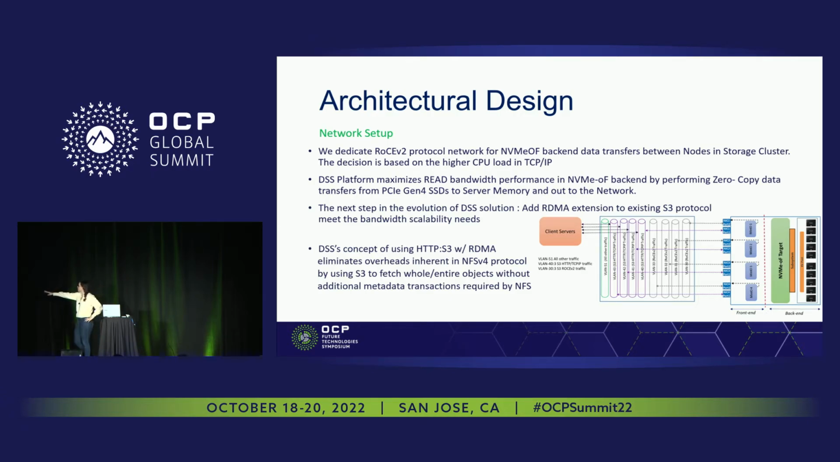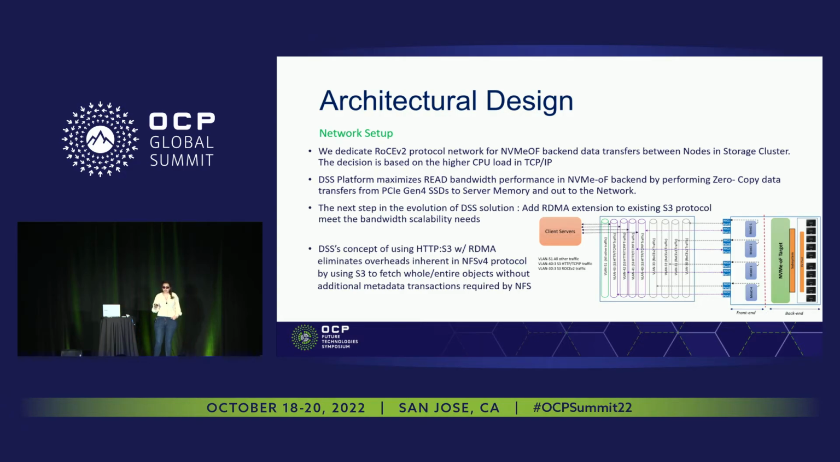One is the front, where you will see the S3 HTTP and TCP/IP, and then on the back you will see the RoCE v2. The RoCE v2 is the protocol network for the NVMe over Fabric backend to transfer the data between the storage cluster. We decided this because if we use TCP/IP, it has more CPU load.